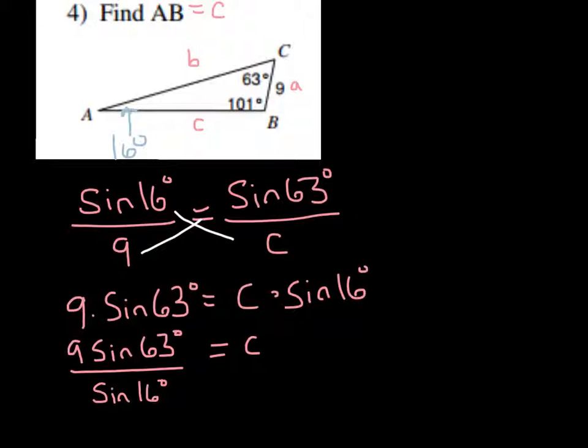And so that's what c equals, that's what side AB is going to equal. And so when I plug that into my calculator, I should get, if I'm not mistaken, about 29.1, somewhere in that range. I know there's going to be some rounding, so let me double check that really quick. So the sine of 63 times 9 divided by the sine of 16 comes out to approximately 29.09, so 29.1 is a good round. So my final answer is going to be c is approximately 29.1.